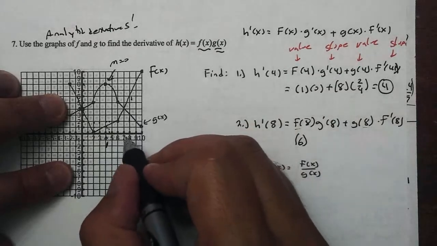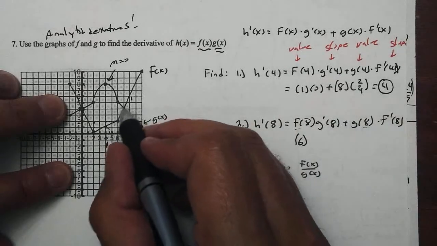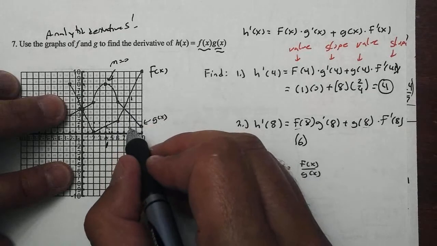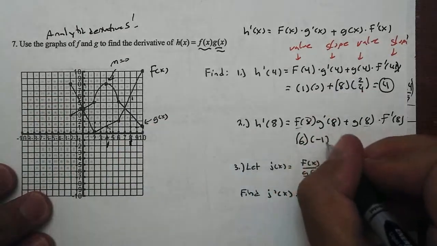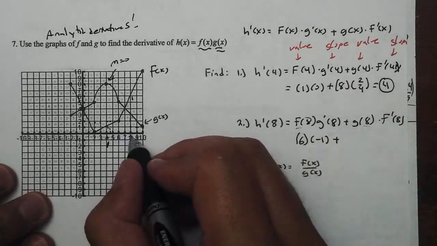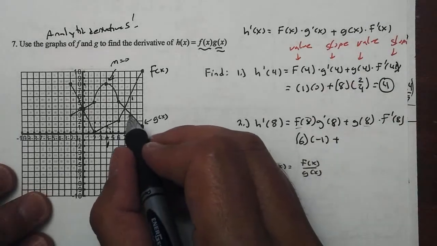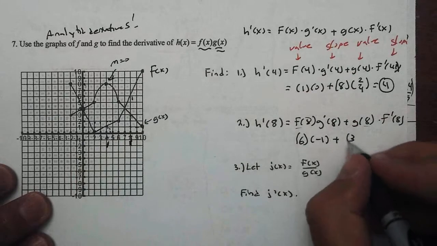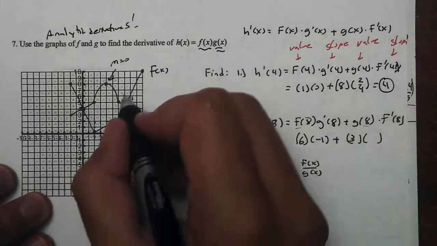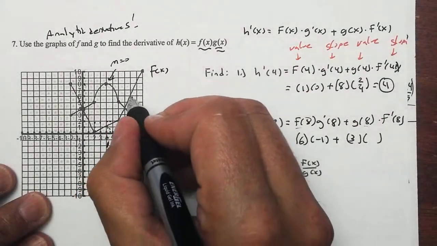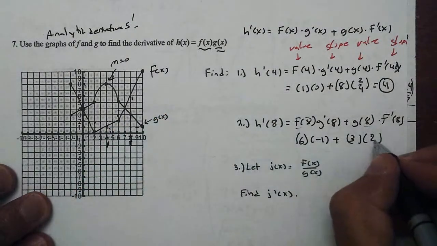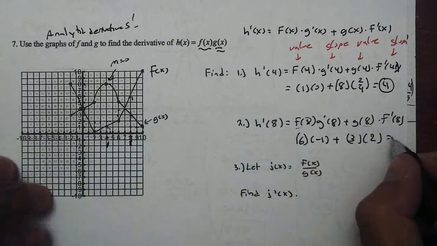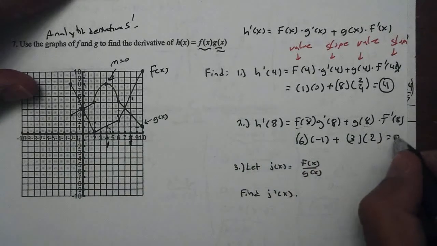G prime of 8, there it is, it's the slope of this line. It looks to be down 1, 2, over 2. So it looks to have a slope of -1. G of 8, the value at 8, go over, it's 3. And I want the slope of f at 8. That's the slope of this line right here. So it looks to be up 2 over 1. So it looks to have a slope of 2. And you can leave it like that, but if you clean this up, you get 0.